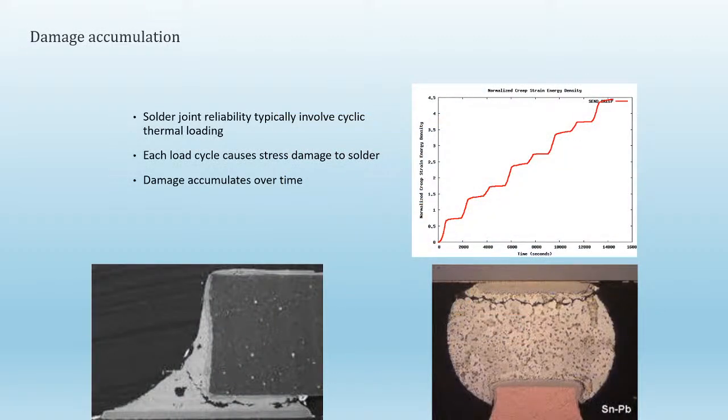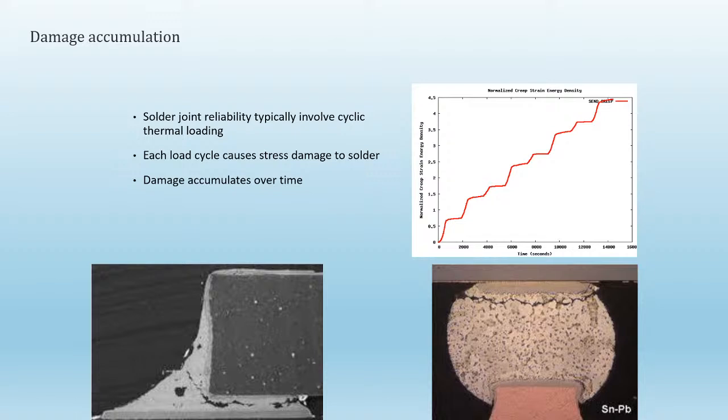The way solder joint failure occurs is that the damage will accumulate. Solder joint reliability involves cyclic thermal loading. In real life, this means turning it on, turning it off. Every time you turn on a chip, it'll heat up over time, which causes heat to dissipate and causes the entire structure to deform. And when you turn it off, it'll hopefully cool down.